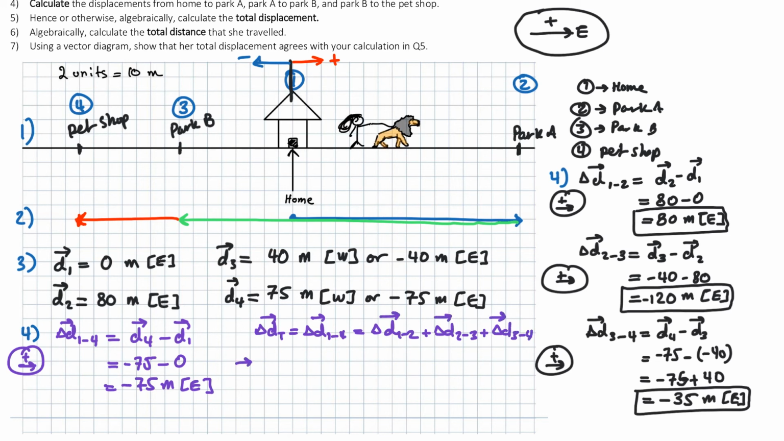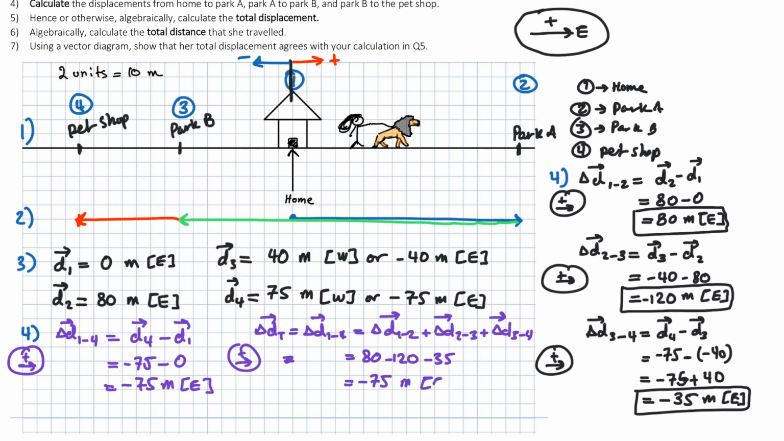I have my east direction to be positive. And I have all my values here. So this is positive 80 meters in the east direction. This is negative 120 meters in the east direction. And this is negative 35 meters in the east direction. So I'm actually going to write the equation here: 80 plus negative 120 plus negative 35. And that will end up getting me a value of negative 75 meters.